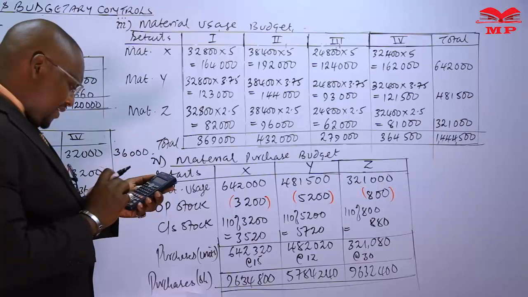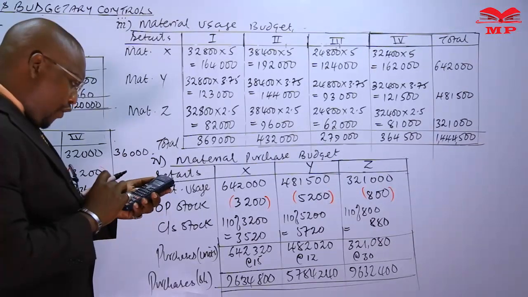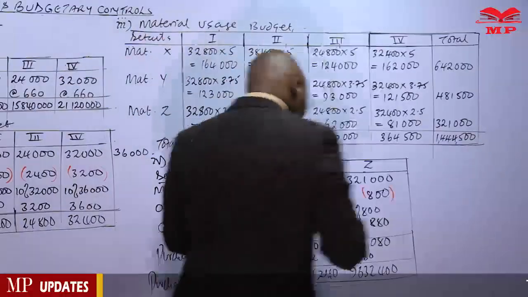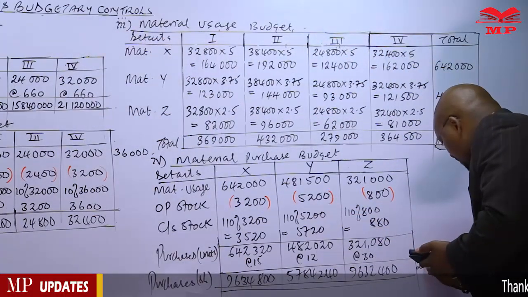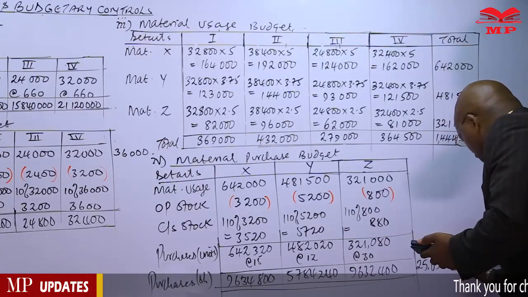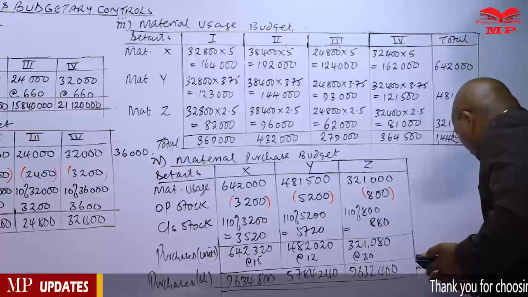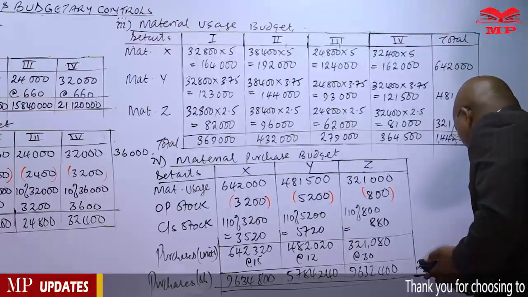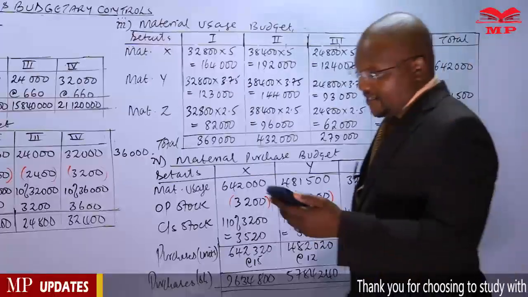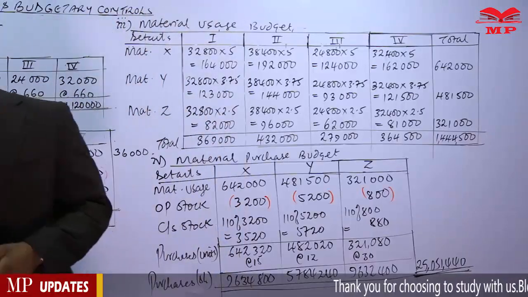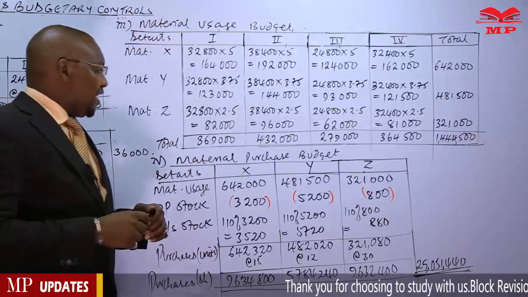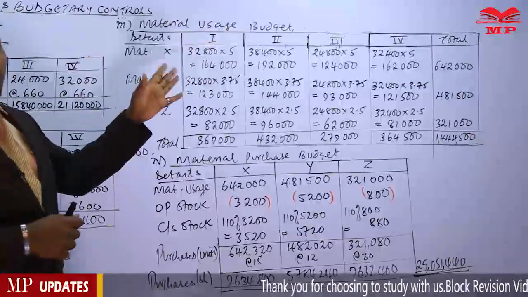If you add 5,784,240 plus 9,634,800 plus 9,632,400, this will give you a total for the whole year of 25,051,440. This is the total for the whole company for the whole year. This is our total material cost. And that's what the purchasing department requires to budget for the whole year to sustain the production of all these products and in the quarters 1, 2, 3 up to 4.